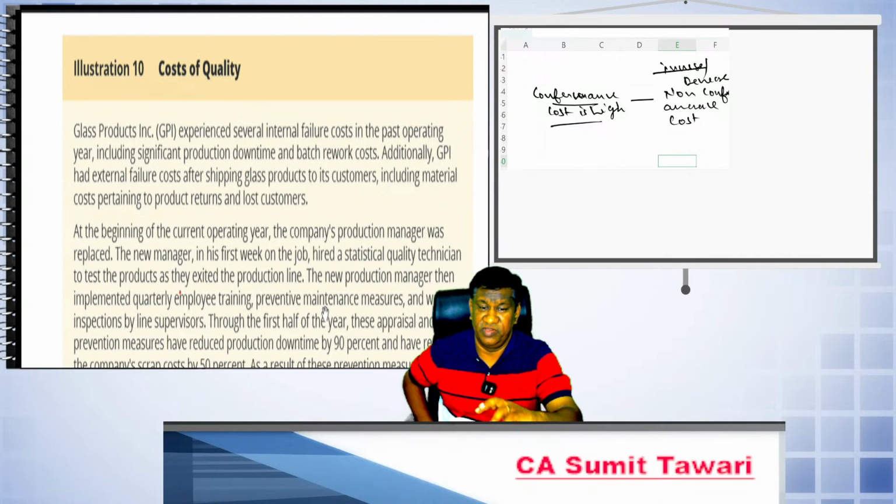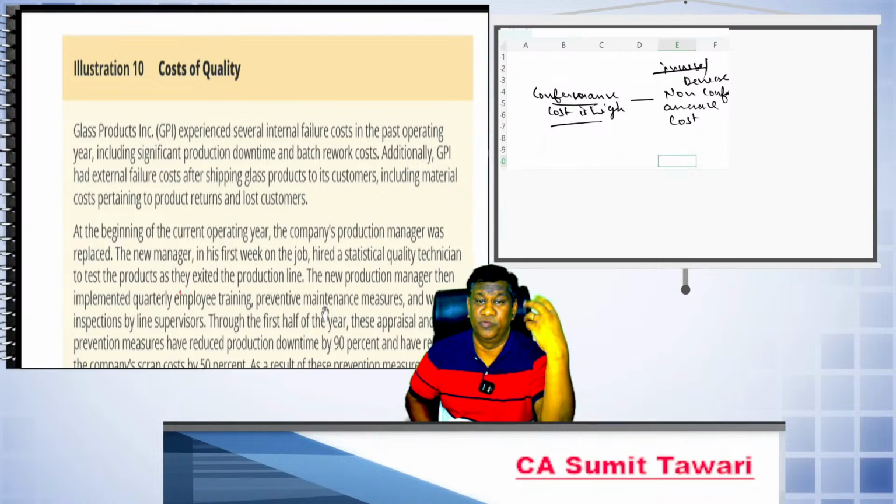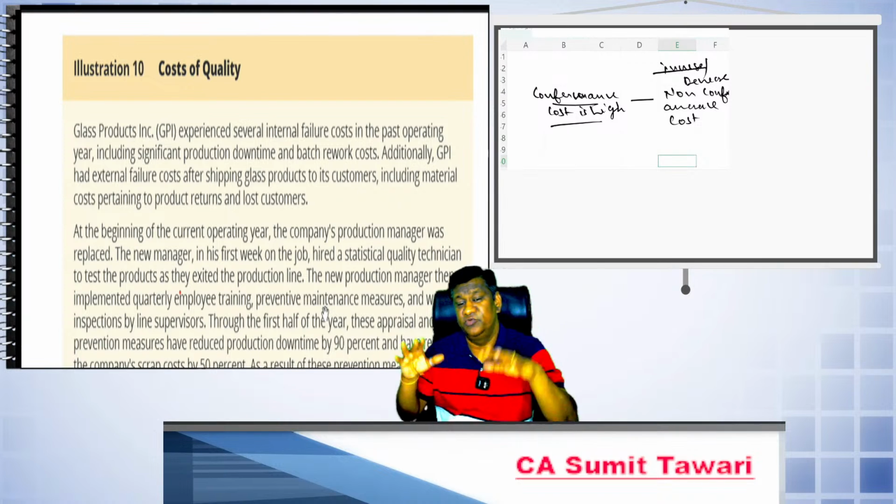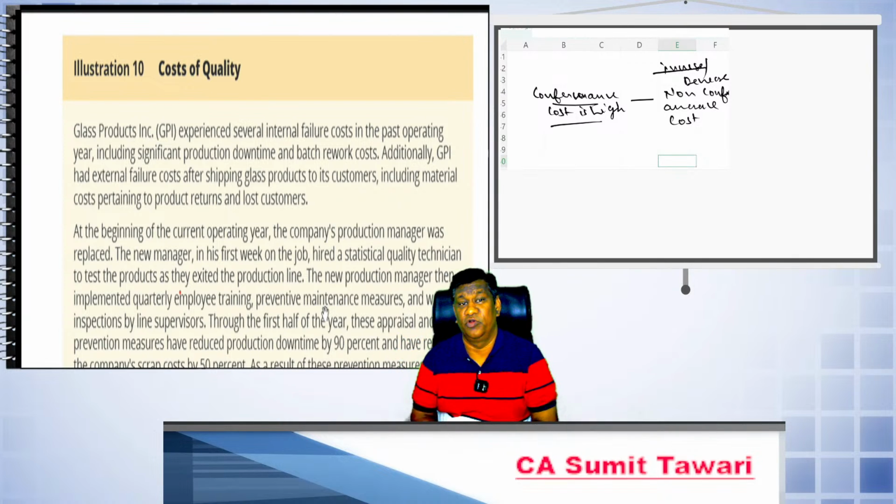Anyhow, see what happened when you are buying a product. If you are buying from a reputed vendor, at his level he also tested. So retesting is not a solution. That's why you need to evaluate: if you spend time or resources on conformance cost, does it give a benefit in reducing the non-conformance cost?